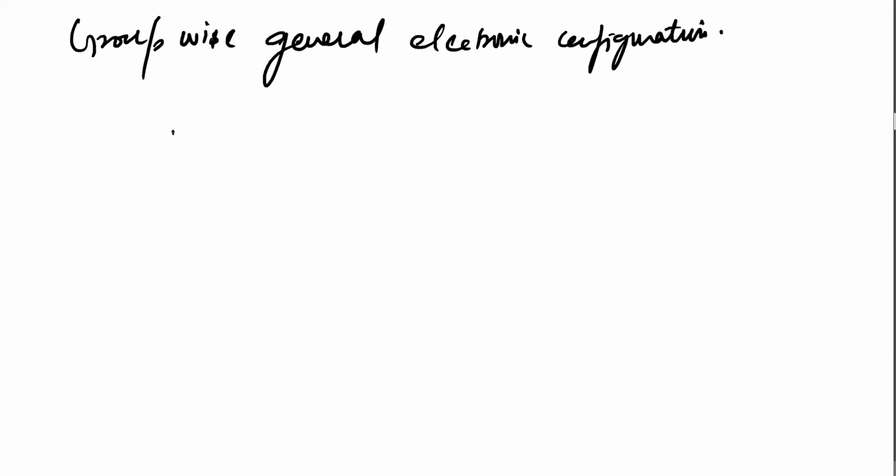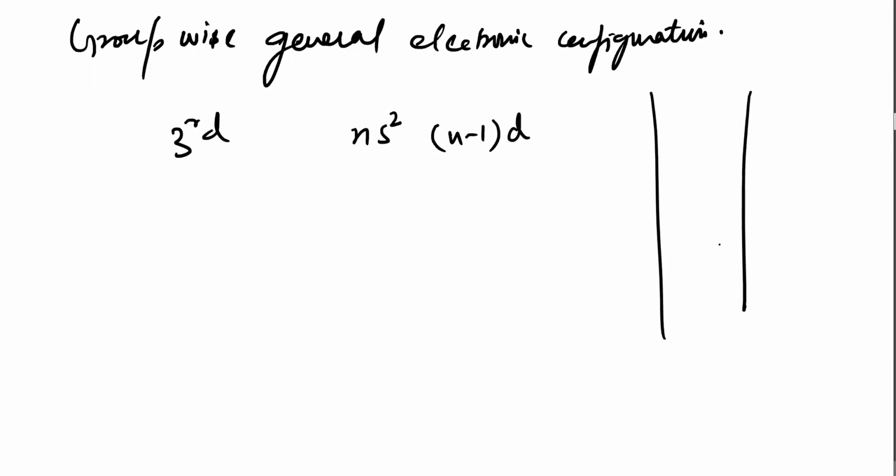That is for the third shell. Third shell is going to have ns2 (n-1)d1, if I'm talking about the group. Along the group. So talking about the third group, it is going to have ns2 (n-1)d1.